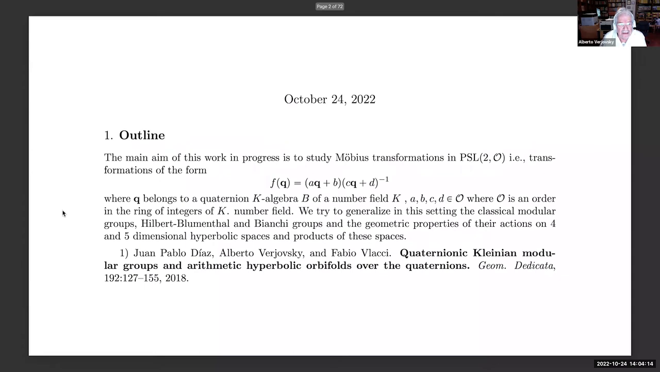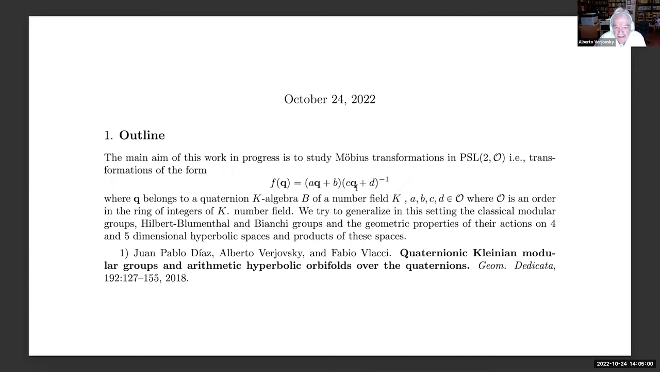The main aim of this work in progress with Adrian Centeno from CIMAT is to study Möbius transformations. The group is called PSL2O, so transformations of the form (aq+b) multiplied by (cq+d) inverse. We notice that it's exactly like the classical az+b over cz+d in the complex case. The only thing to notice is that I will be working with non-commutative fields, and therefore this transformation is exactly as I wrote it: the a on the left, the c on the left, the inverse on the right.